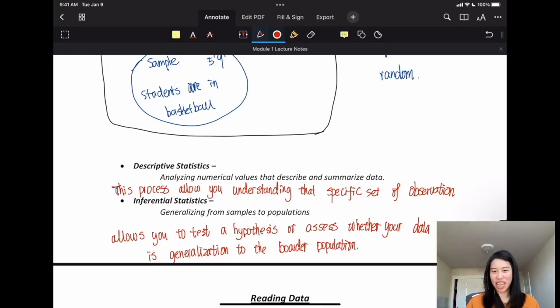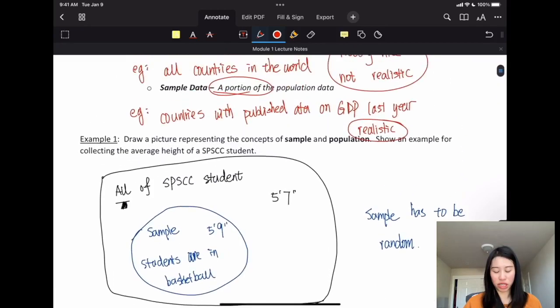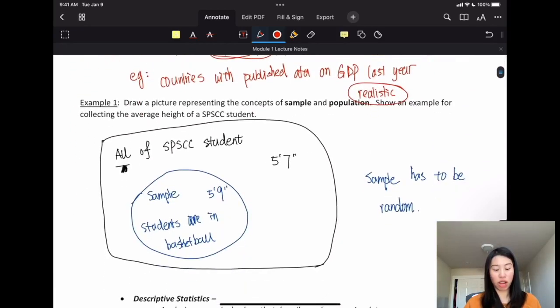So that's it for today. That's the introduction to statistics. Next time we will talk more about random samples and how to read the data.